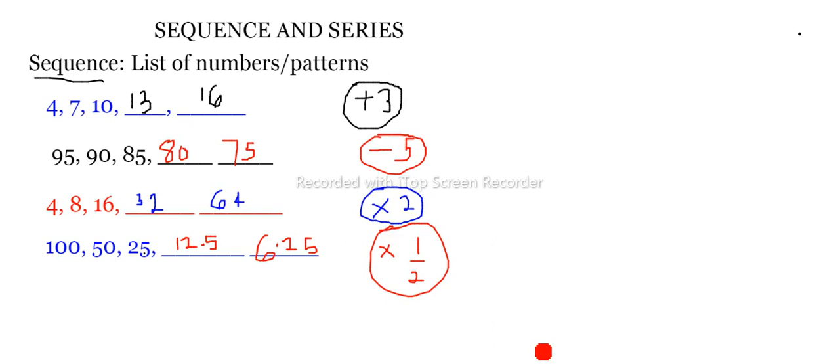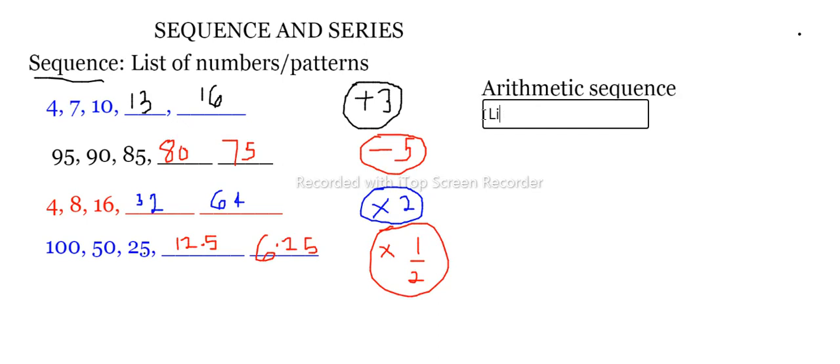We have other types of sequences, but we only restrict ourselves to 2 types now. Those are the 2 types I've discussed here. The first type, we call it the arithmetic sequence, or we can also call it linear sequence.